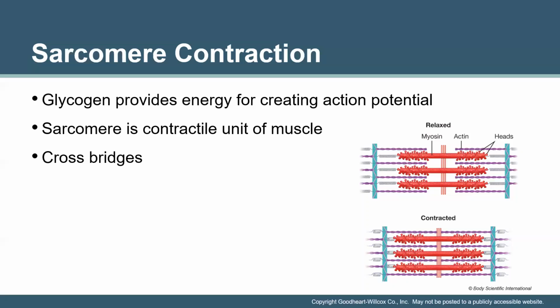Just be aware of the fact that the heads of the myosin, those little things sticking out of the red threads in this picture, will link to the actin and they'll slide across each other. That is what delivers the so-called contraction of the muscle, or the muscle fibers.